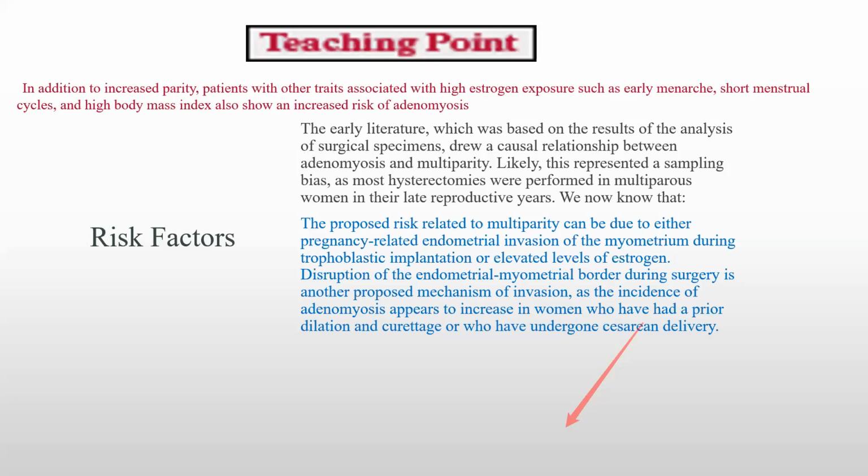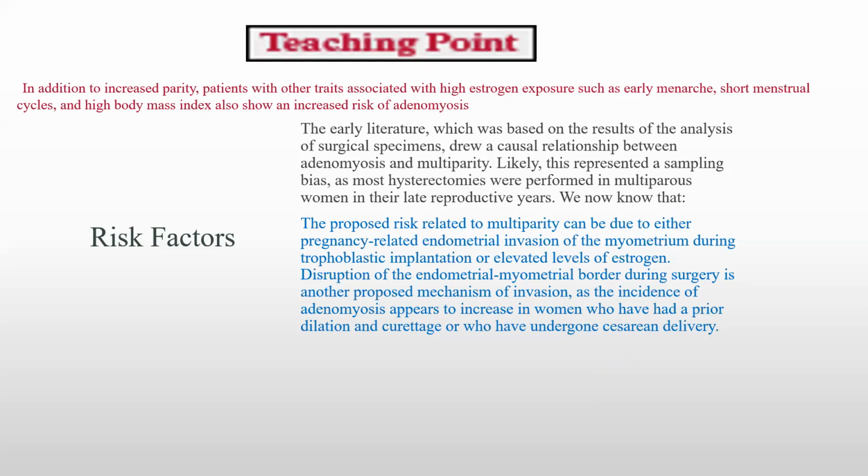In the early literature, this was based on the results of the analysis of surgical specimens. Why is this important? Because in the past, we used to do hysterectomy, then take the specimen and send it for histopathology, and then we would know that the patient has adenomyosis. Without sending the specimen to histopathology, we weren't able to diagnose adenomyosis. But nowadays, we have advances in minimally invasive surgery, as I mentioned, advances in hysteroscopy and laparoscopy. So we are able to take samples and send them for histopathology, even without removing the entire uterus.